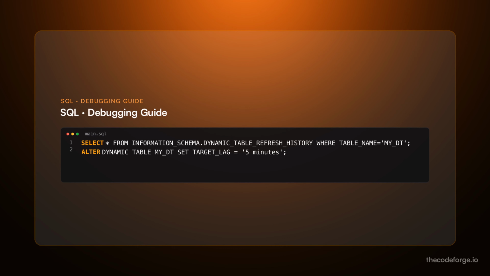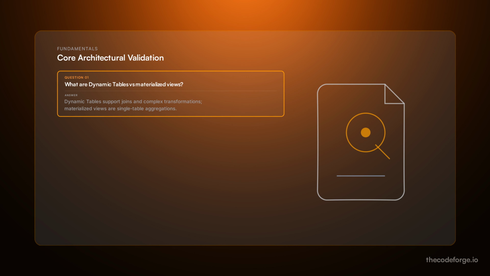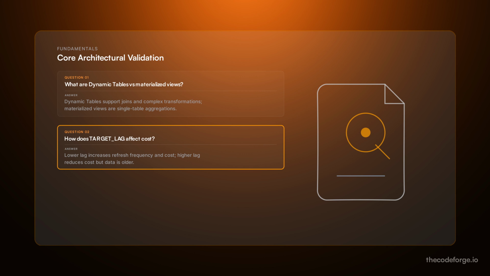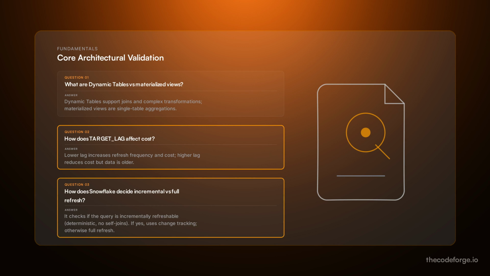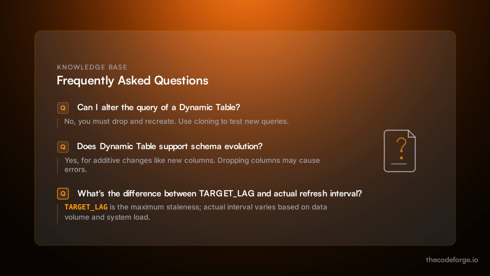When a dynamic table isn't refreshing, start by checking the refresh history for errors. Then verify source tables are accessible and consider adjusting the target lag, for example, setting it to 5 minutes, or increasing the warehouse size. Interview prep time, interview questions. Dynamic tables are a key SnowPro topic, so understanding these differences matters. Let's walk through frequently asked questions about dynamic tables.